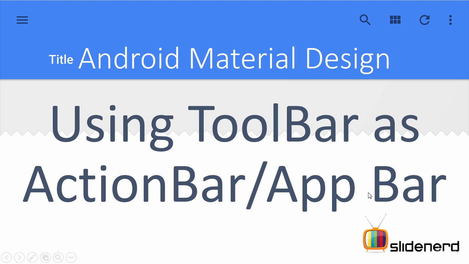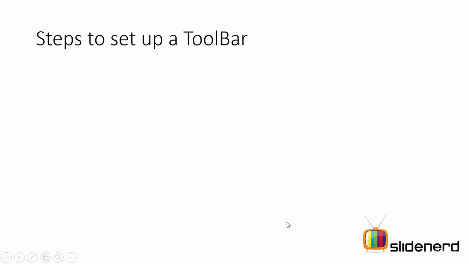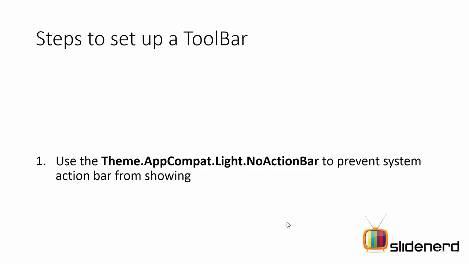Now, for those of you who don't know, the word action bar is no longer used. It's the app bar officially as per Google's documentation. So let's take a look at the different steps that we need to follow to set up a toolbar.